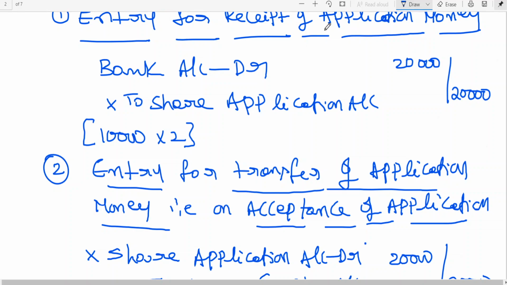Okay. Share application is a personal account. Share allotment is a personal account. Share first call is a personal account. Share final call is a personal account. Overall share capital itself is a personal account. Clear to all of you? Bank account is also a personal account. The simple logic is that whatever we show on the liability side, they all are personal accounts.